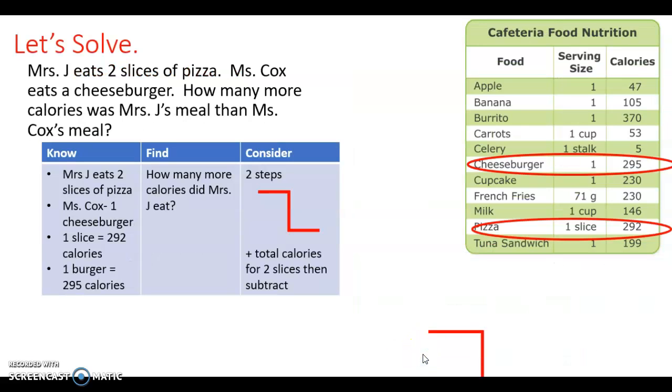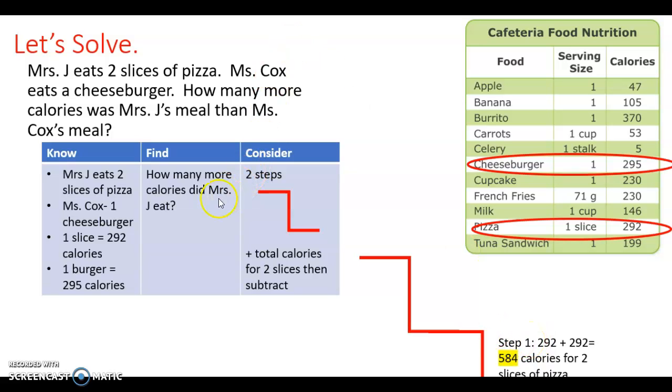The first thing I'm going to do is draw my steps. I know it's going to be a 2-step problem. I'm going to have to do step 1, step 2, and then finally when I get to the top, I'm going to have my answer. So step 1, I said that I needed to figure out how many total calories were in the pizza meal. So I'm going to need to add 292 plus 292, and I'm going to get 584. So that means there's 584 calories in 2 slices of pizza. That 584 is going to be really important because I'm going to need it for my next step.